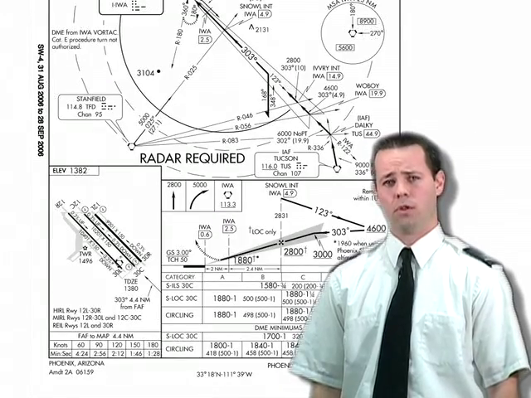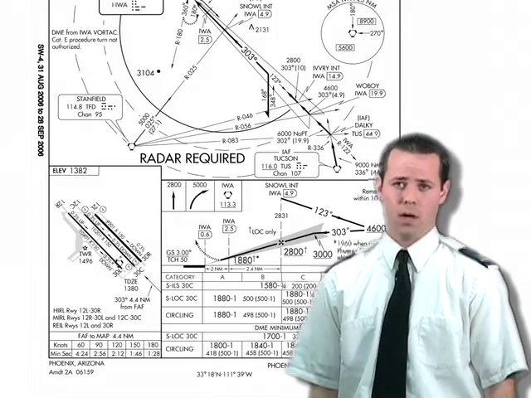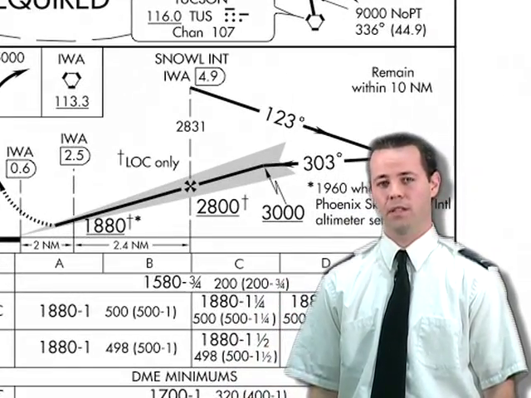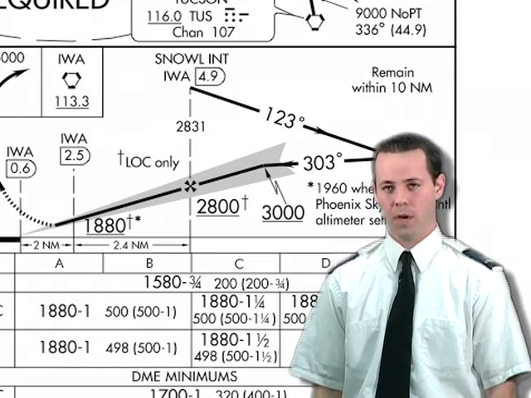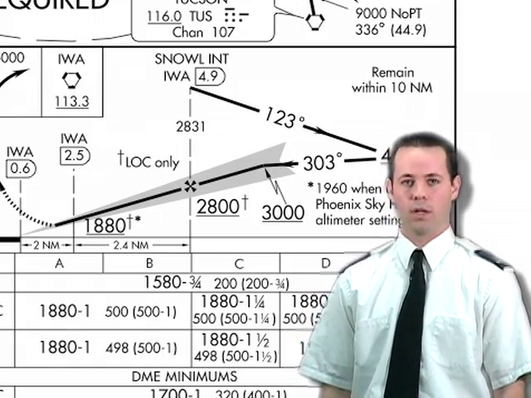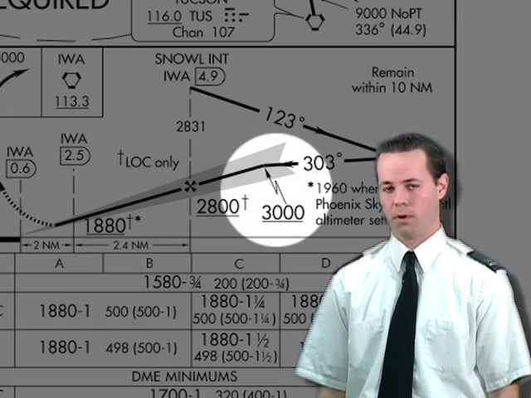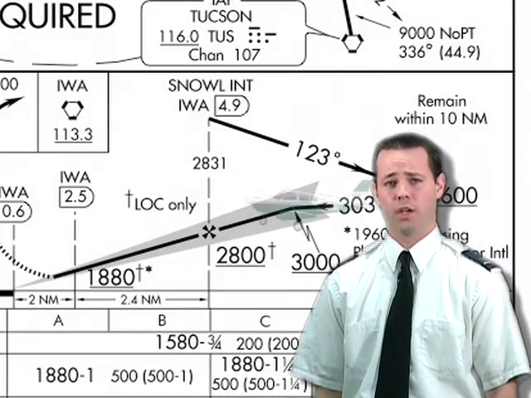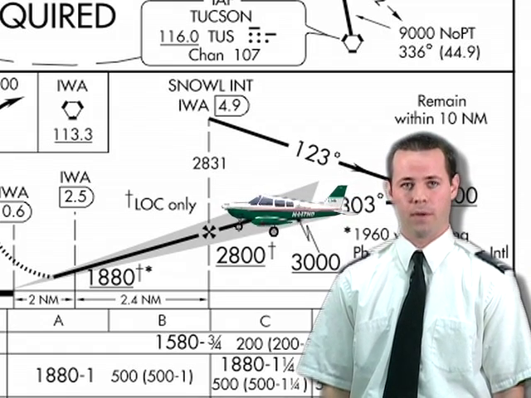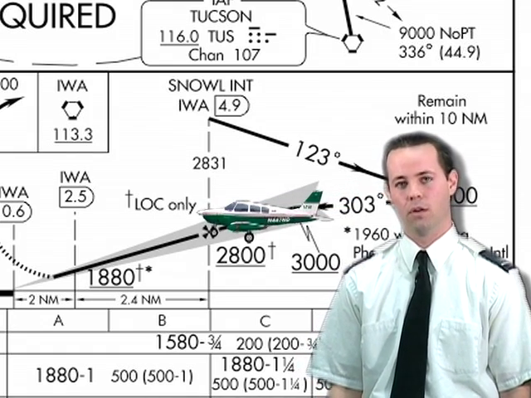The final segment of the approach will begin at the final approach point. This point is defined as the point at which the intermediate segment intercepts the glide slope. The altitude at which this will occur is 3,000 feet, as denoted on the approach chart. At this point, the pilot should begin to track the glide slope down to the runway, provided that they are established on the localizer.